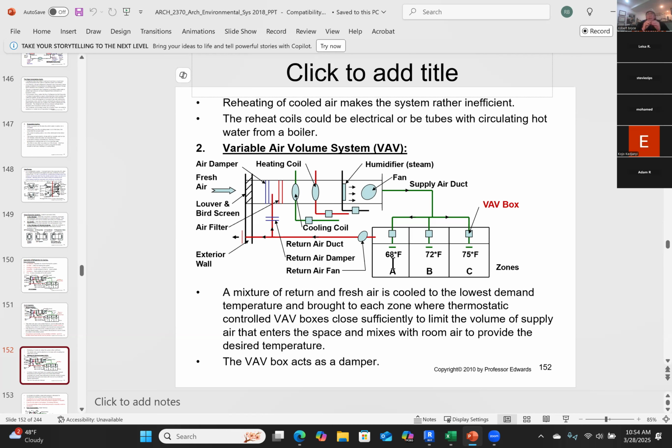If we don't have a variable air system, in other words, we don't change the volume of air that goes in, it's a constant flow of air, then we change the temperature of the air. So if you have a VAV system, it's constant temperature. If you have a consistent volume of air going into the system, then you change the temperature of that air in order to modify the air that's inside of that system.